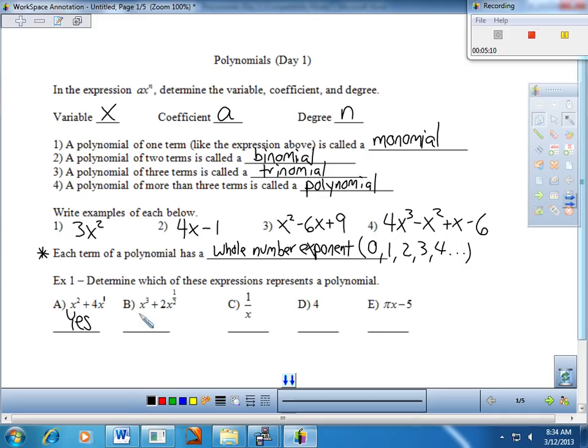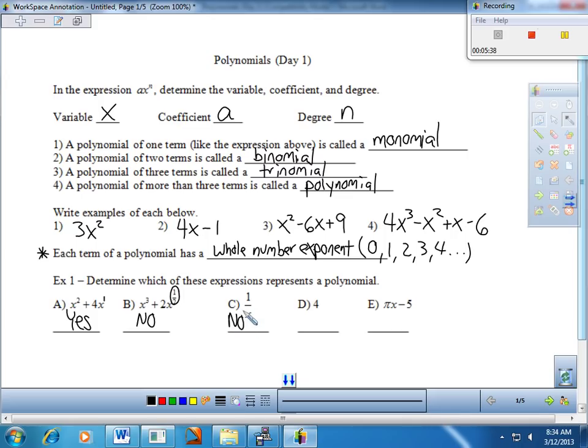Letter B should be pretty straightforward as being a no. This is okay, but this term right here, obviously with that fractional exponent, is the issue. And again, if a term does not have a whole number exponent, it is very simply the wrong family of expressions. This one can be a little misleading, but actually this one is going to be a no.